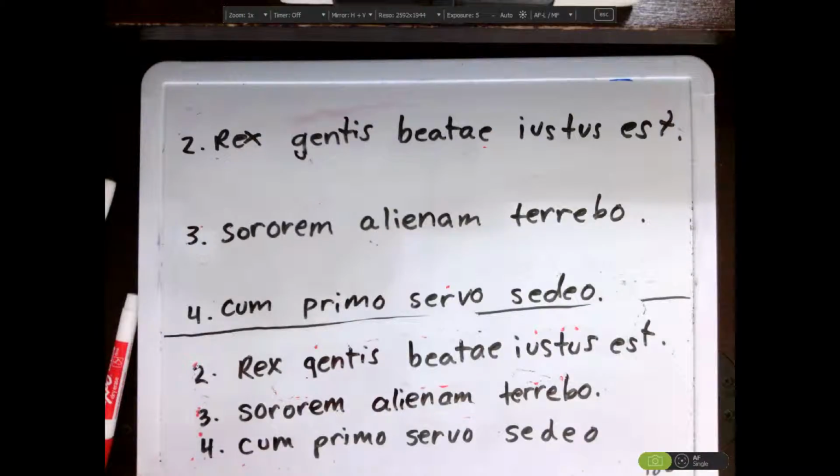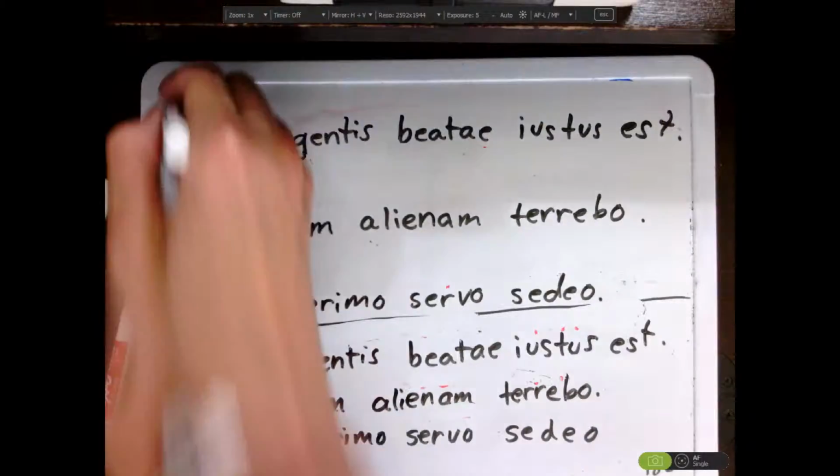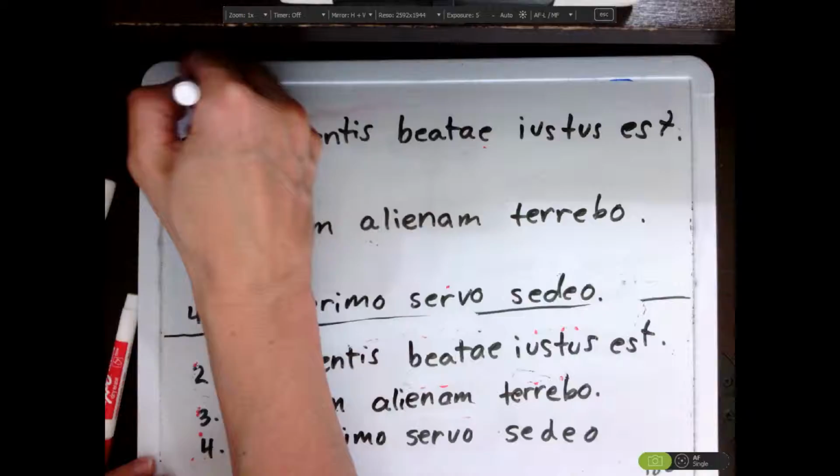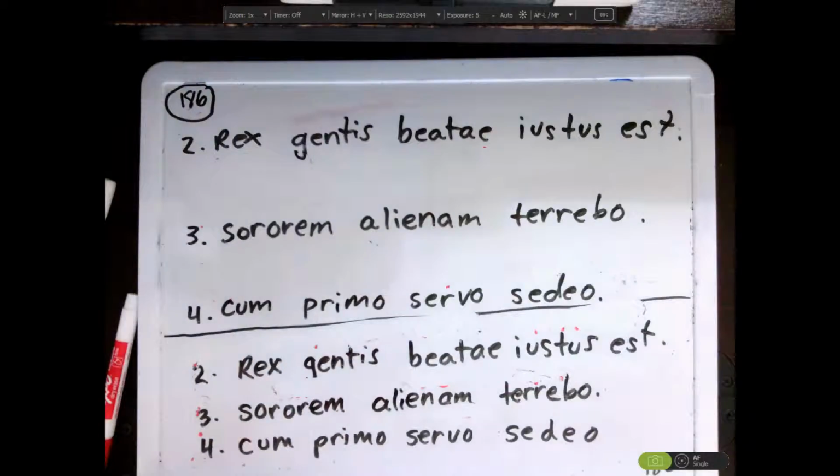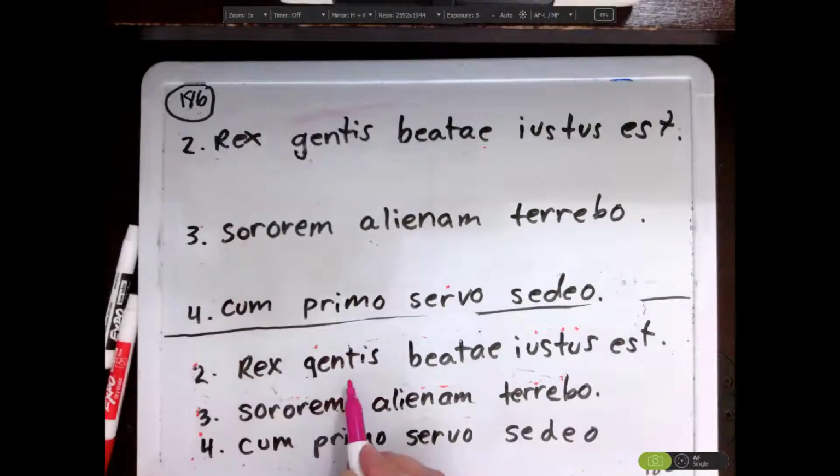Okay, we're looking at Latin for Children B, Chapter 25, page 186. This is not an easy page. You may have tried it on your own and you may have been unsuccessful. You may really want to start with me. Either way, the first time I went to start a video on this, I realized this one takes a lot of thought. Rex gentis beatae justus es.